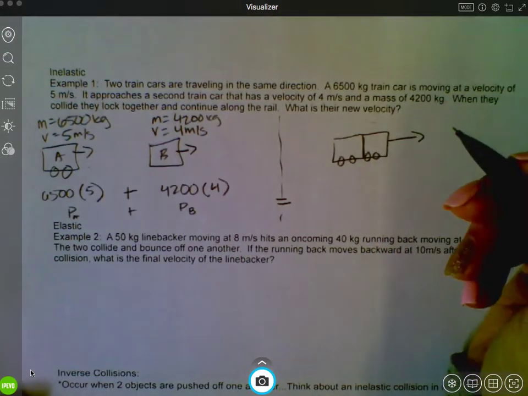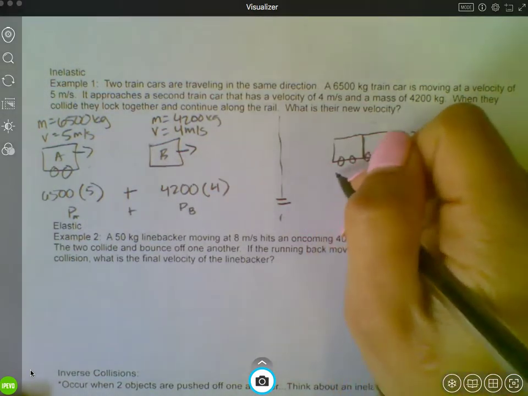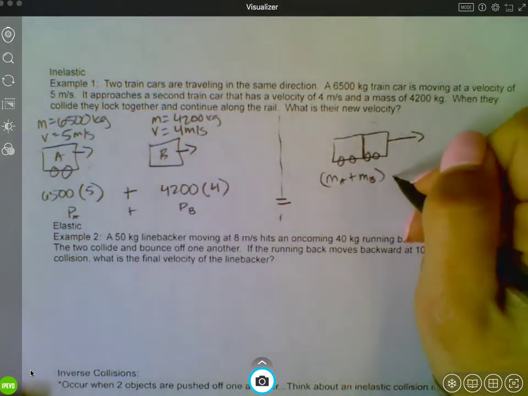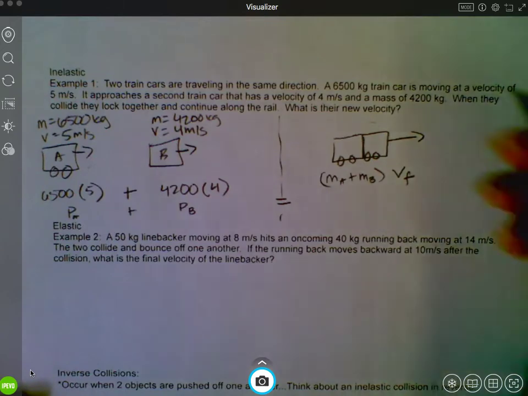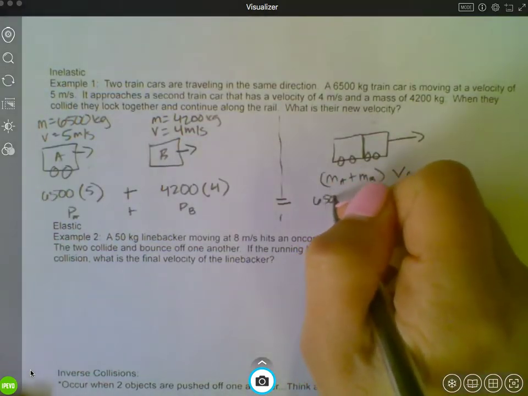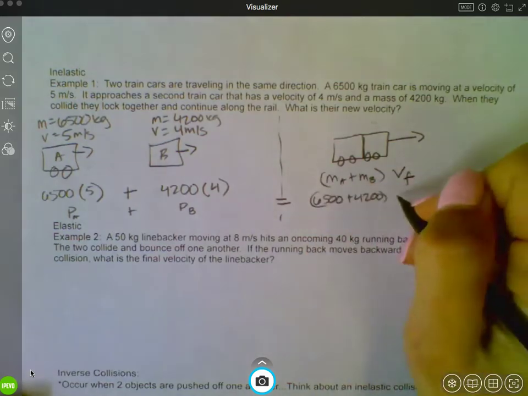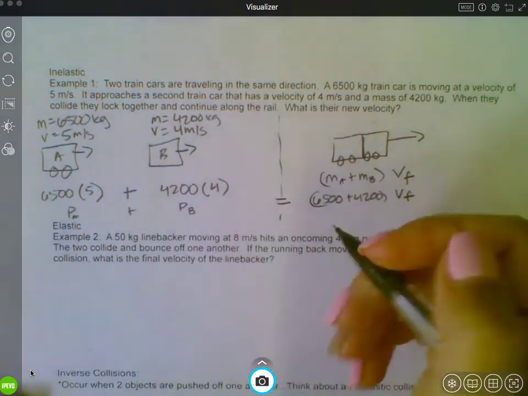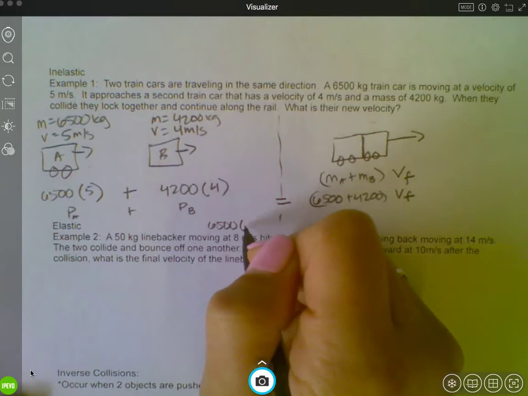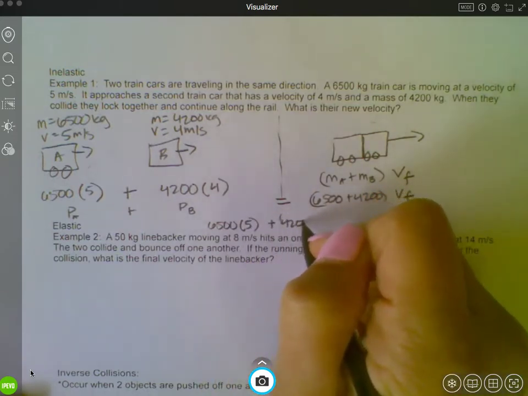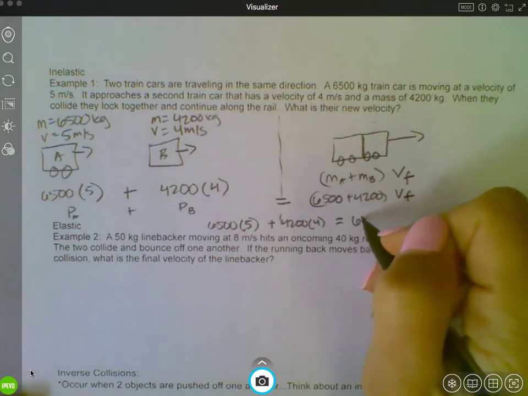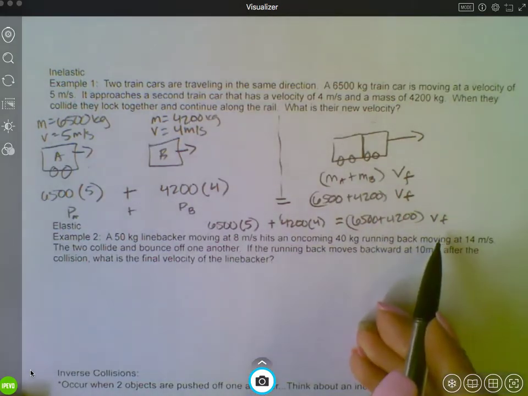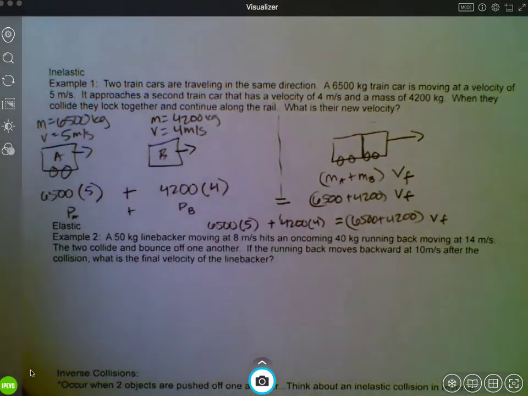Now after they are one object because they stuck together, so now their mass is actually going to be MA plus MB together, and then they're going to have some final velocity together. Okay, so MA was 6,500 plus 4,200 times their final velocity. Okay, now look how nice this is. This is actually an equation here, so let's actually simplify this a little bit here. So 6,500 times 5 plus 4,200 times 4 equals 6,500 plus 4,200 VF, right? So there's our equation that I created, okay? Plug it into your calculator.